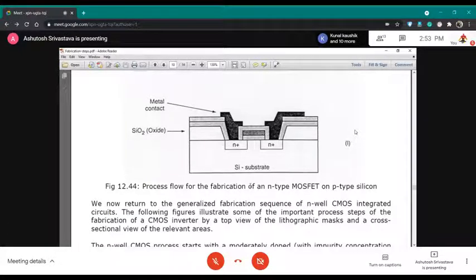So basically this is an N MOSFET transistor, and this silicon is P type, P type, P type. So this is the process flow for fabrication of N type MOSFET on a P type substrate silicon.